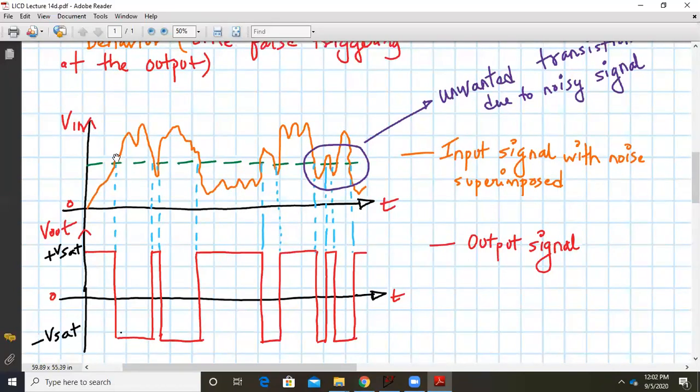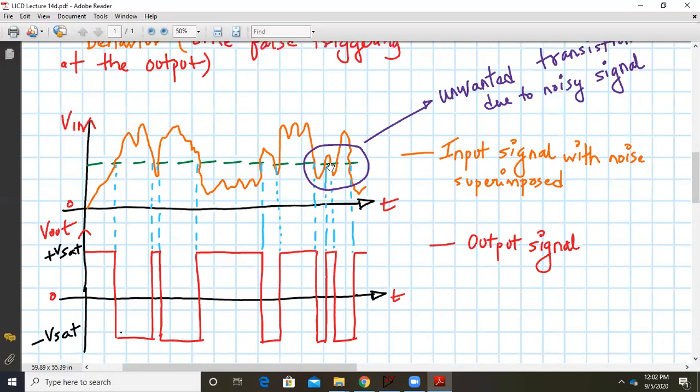Every time the input signal crosses this green reference line, the output state will change. Here it is changing at the first time, the second time over here, the third time over here. Every time the input signal goes above and below this reference line, the output will be triggered from positive VSAT to minus VSAT, or from minus VSAT to plus VSAT. Because of noise, the signal is going down the level. It might be very, very small, but still it will trigger the output. So here also there is some false triggering taking place. These are the unwanted transitions happening due to the noisy signal.